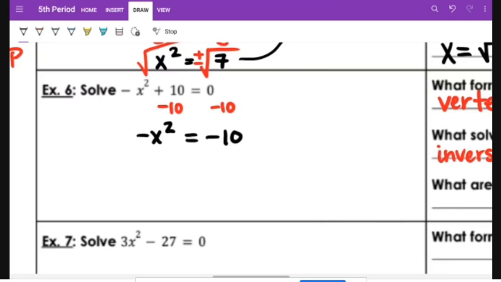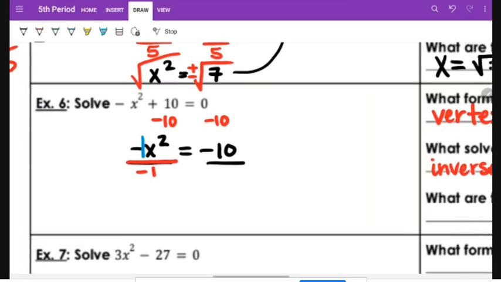That negative in front of the x squared is technically a -1. It's like there's a -1 in front of it. So we are going to divide both sides by -1. This is one way to do it. There are other ways to conceptualize this problem. So if you did this in a slightly different way, you're fine. We get x squared equals +10.